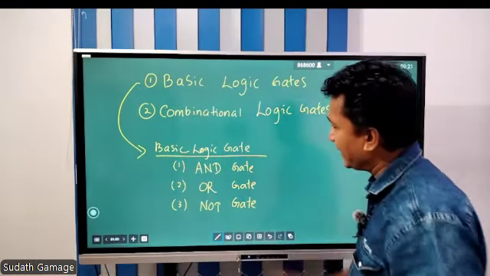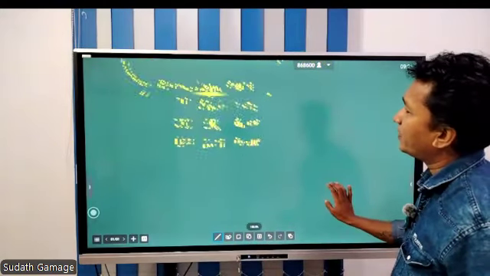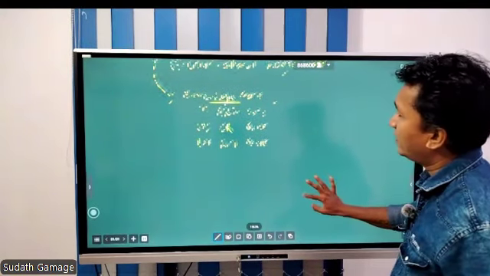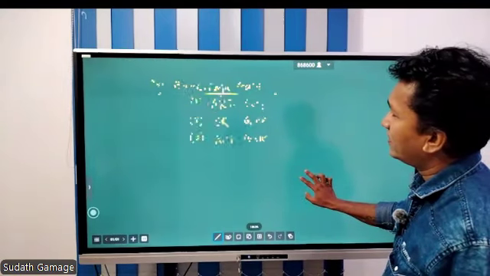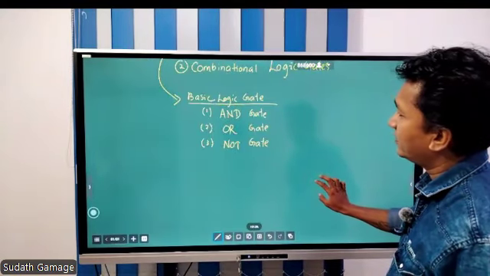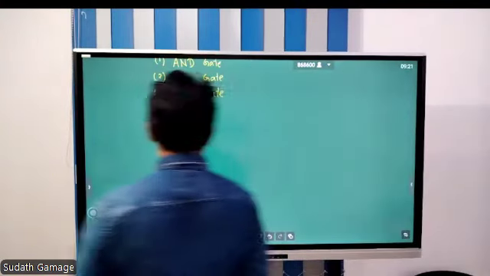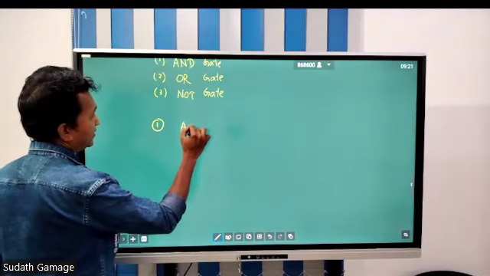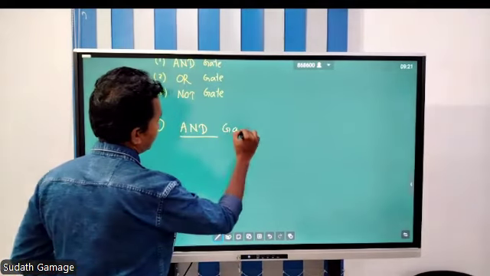අපි අද එක logic gate එකක් discuss කරලා අපි පොඩ්ඩක් ඉතින් නවත්තමු, right? Basic logic gates are AND gate, OR gate and NOT gate, right? So first we discuss about the AND gate, right? AND gate.